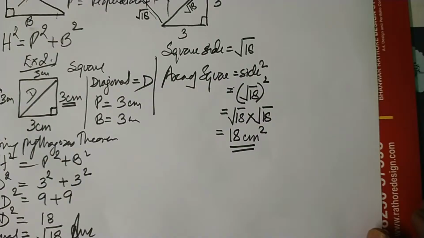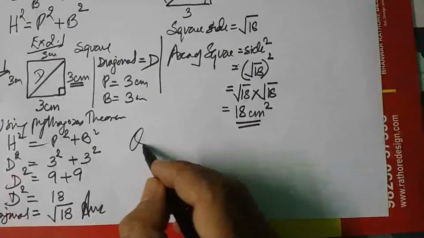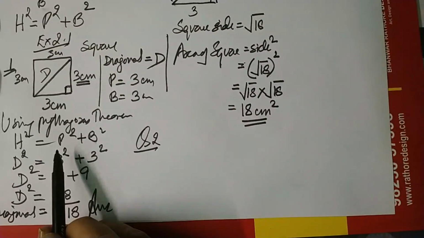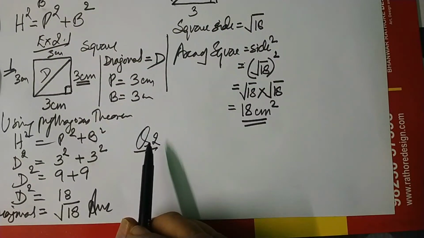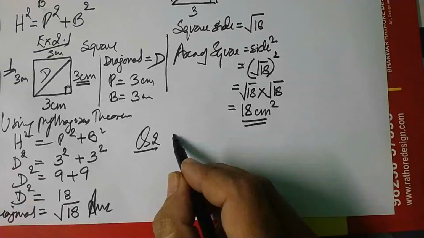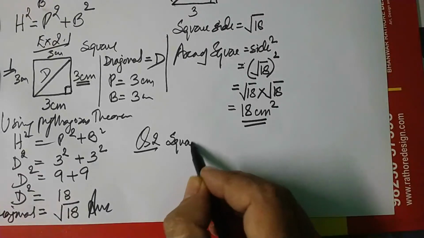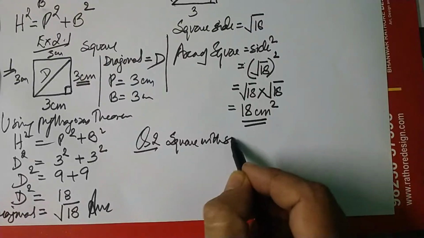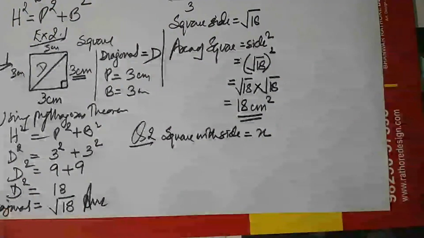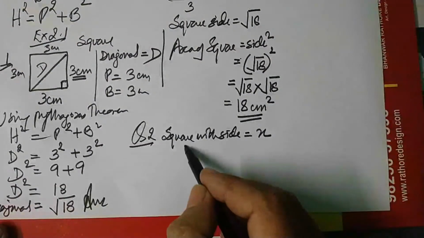Question number 2. Can you use this method, the Pythagoras theorem, to make a square with 3 times the area of the original square? So this is now question number 2. Can you use this method? Means can you use the Pythagoras theorem to make a square with 3 times the area of the original square? So suppose there is a square. If there is a square with side x, what will be its area?